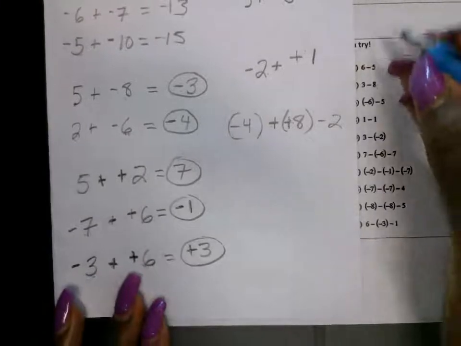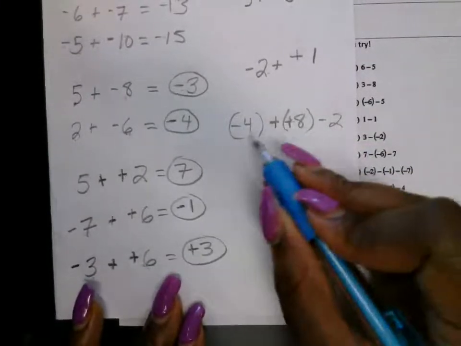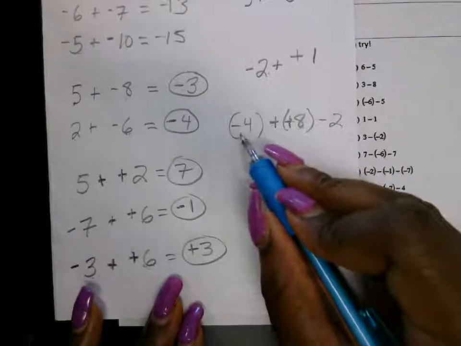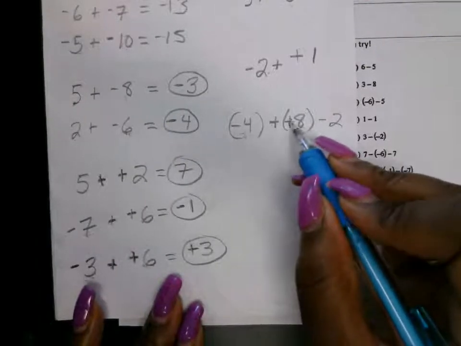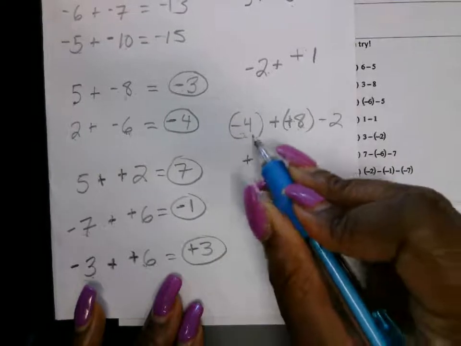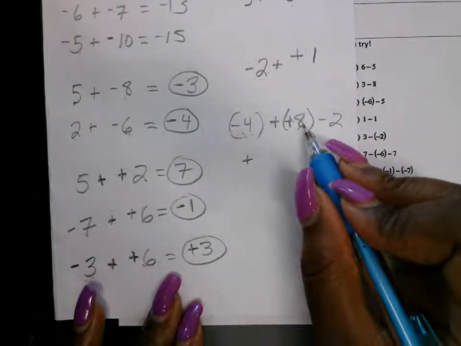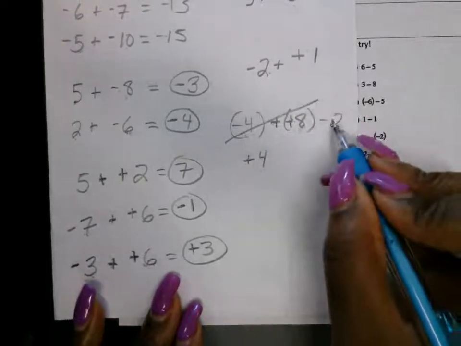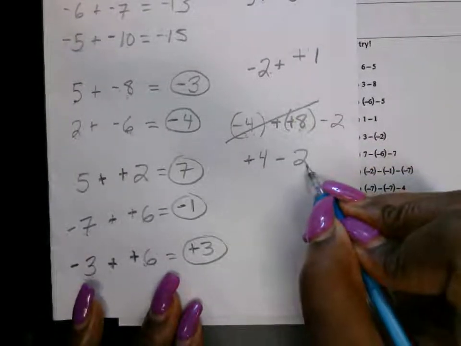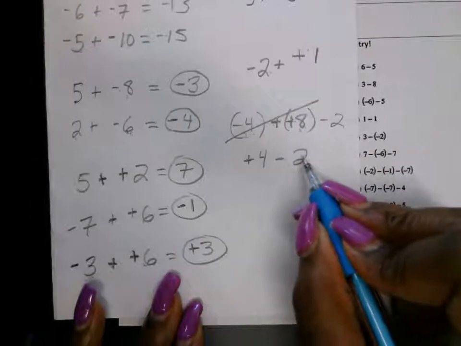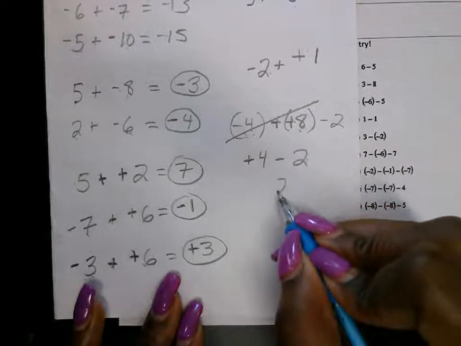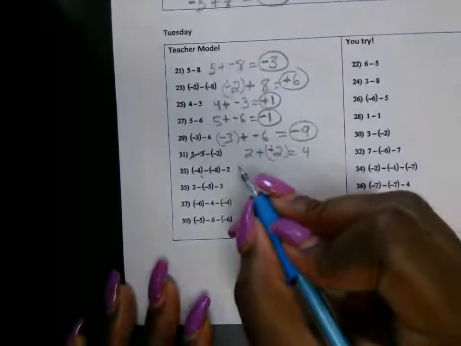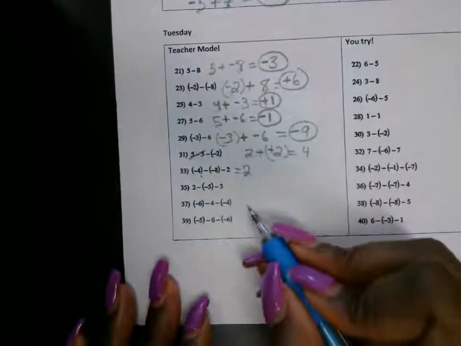Okay? So now what you have is the signs are different. Which one is further away from 0? 8 is 8 spaces. Negative 4 is 4 spaces. So your answer is a positive. The signs are different. Subtract. 8 minus the 4 is going to be 4. We did this. Bring down the minus 2. What is 4 minus 2? 4 minus 2 is 2. Okay? So this is 2.